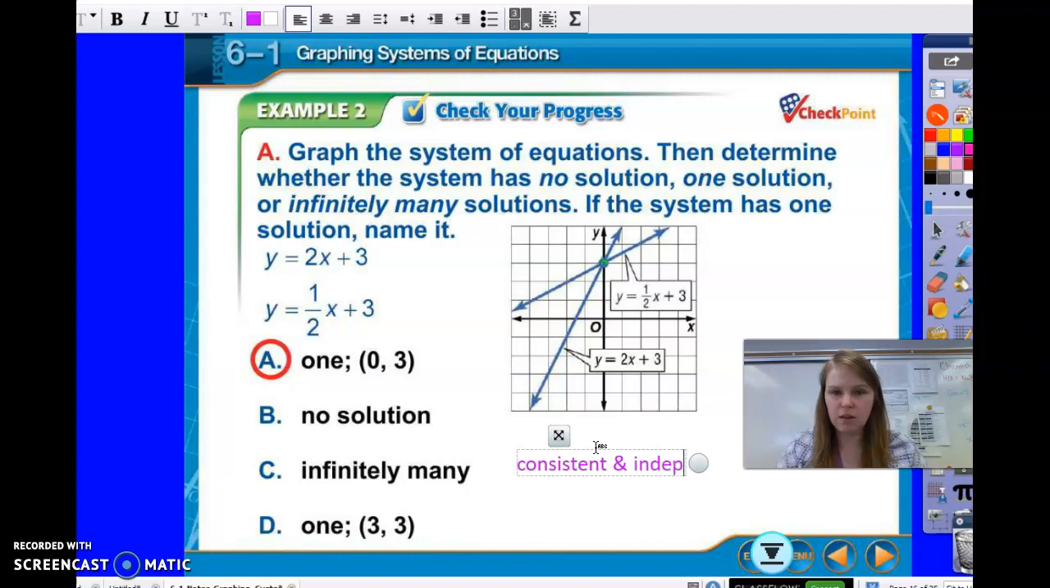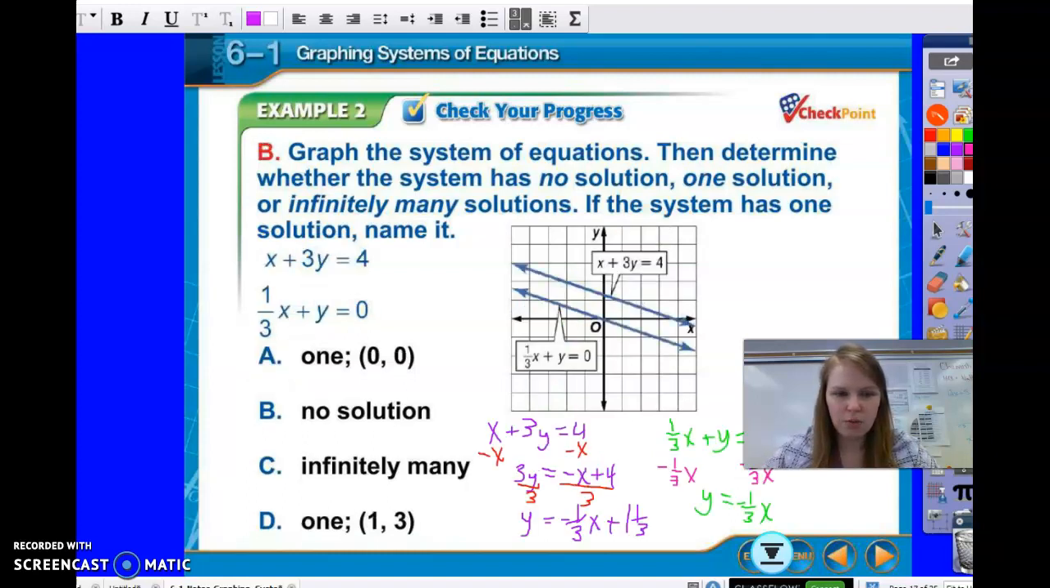and independent. Consistent and independent, if they were asking. But instead they asked for the solution. So we said one solution because it crosses once. And the solution is at 0, 3. So we would say over nothing, up 3. That would be where the solution is located.